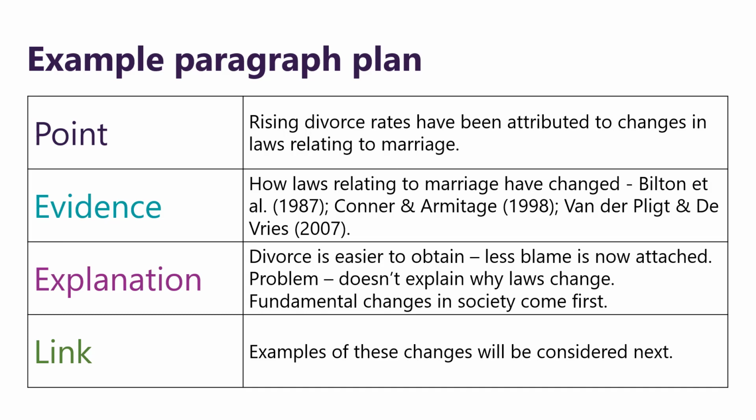So in this one, my point is that rising divorce rates have been attributed to changes in the laws relating to marriage. I have lots of evidence for this, and you'll see I have the references for several journal articles. To persuade my reader of how these articles lead to that point, I'm going to point out how divorce is now easier to obtain, there's less blame now attached, and this of course doesn't explain why laws change. It's more important that those fundamental changes in society come first. For my link, I would look at examples of how these changes are considered in the next paragraph and potentially conclude this one this way.